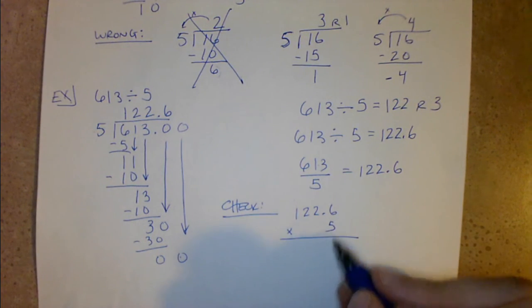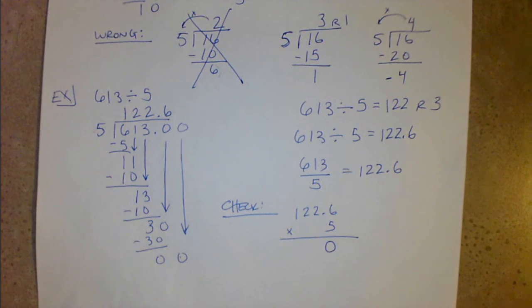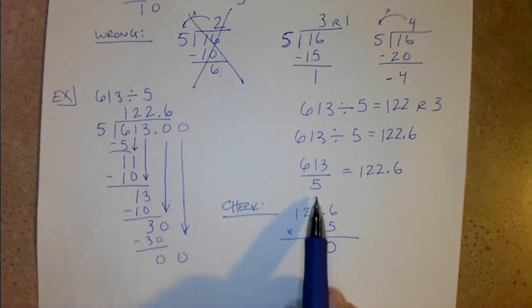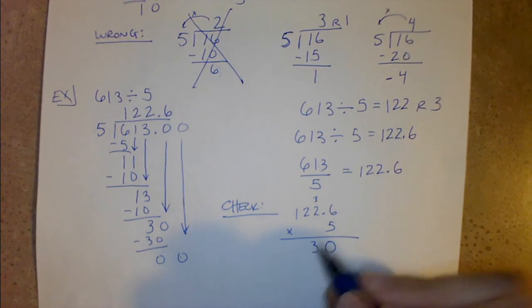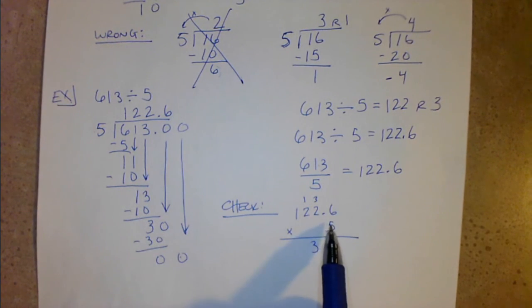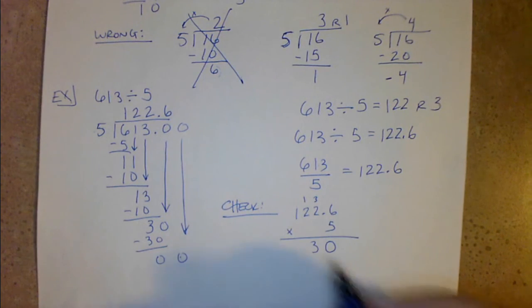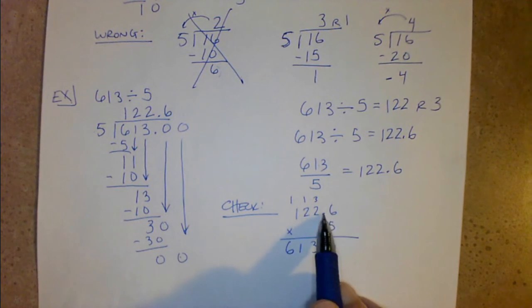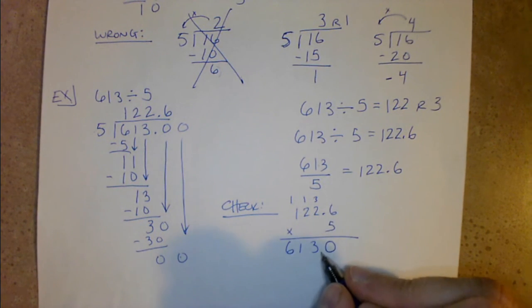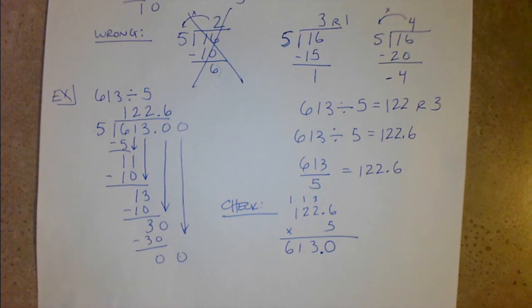6 times 5 is 30. So 0, carry the 3. 5 times 2 is 10, plus 3 is 13. So I put a 3 there, carry the 1. 5 times 2 is 10, plus 1 is 11. Carry the 1. 5 times 1 is 5, plus 1 is 6. And this had 1 decimal point in it, so I move this over 1 decimal point. And look at that. I get 613.